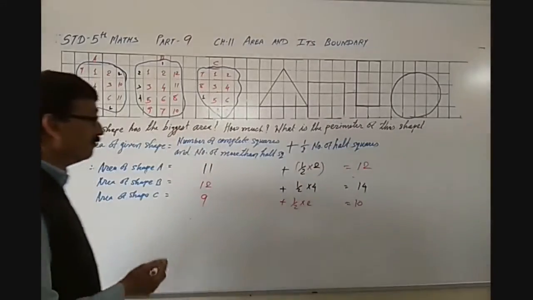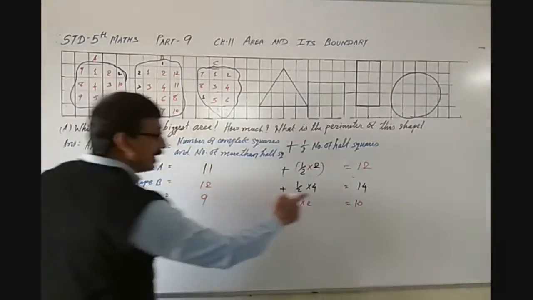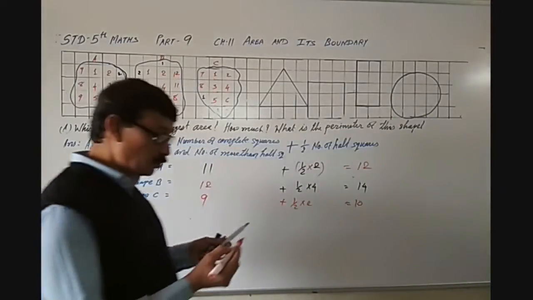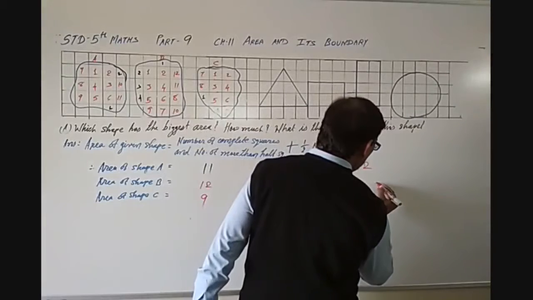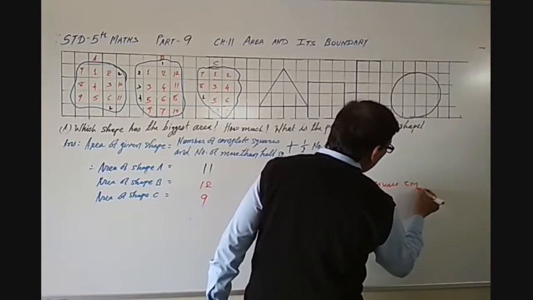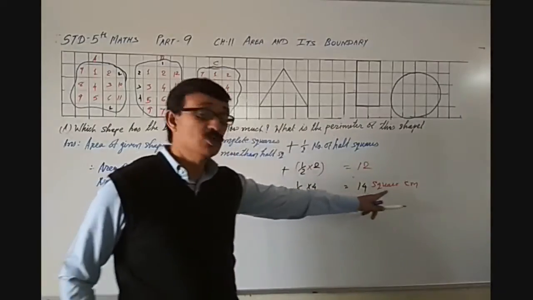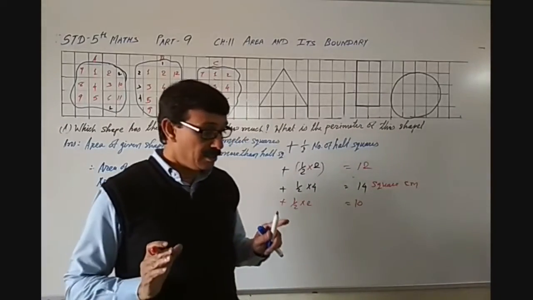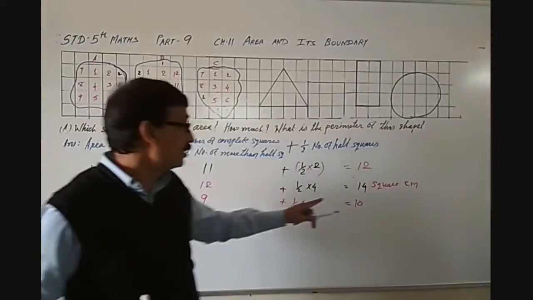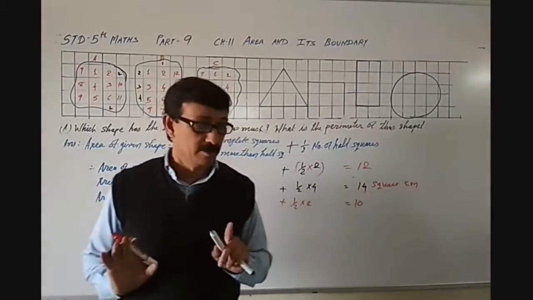From this we can say shape B has the biggest area, and that is 14 square centimeter. So shape B has the biggest area, of 14 square centimeter.